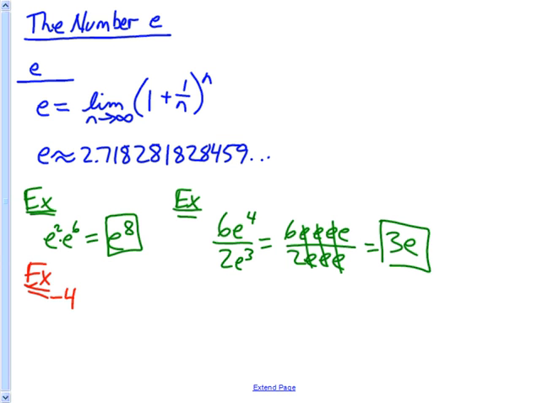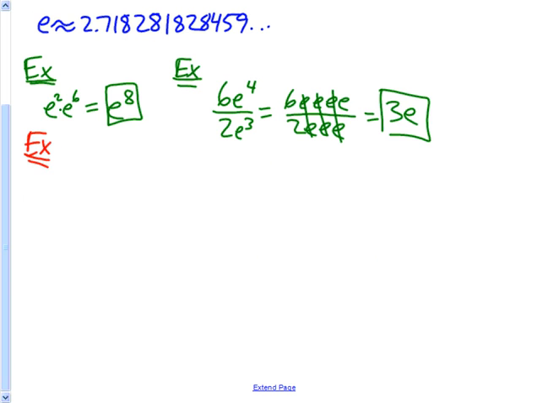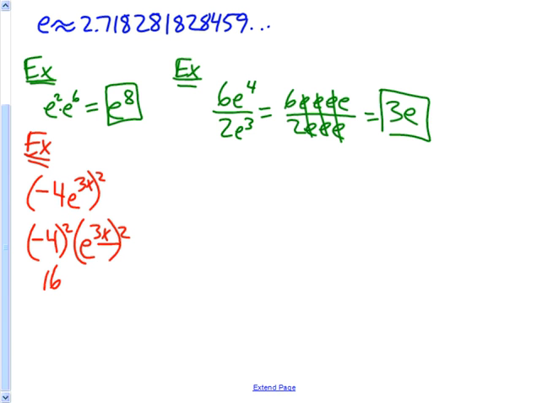Okay. How about this one? Negative 4, whoops, extend this a little bit. Alright, so this is using the power of a product property. We have to take that negative 4 and square it, and then we take that e to the 3x and square it. So negative 4 squared, of course, is 16. E to the 3x squared, that's the power of a power here. You just multiply the exponents, e to the 6x. So 16e to the 6x.